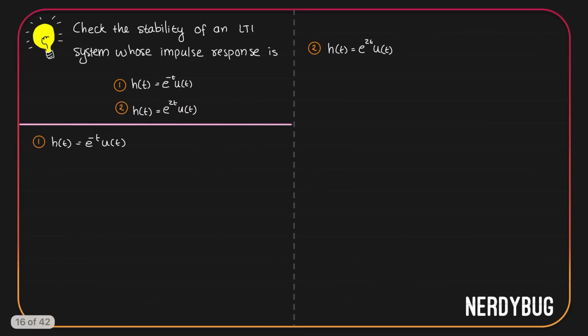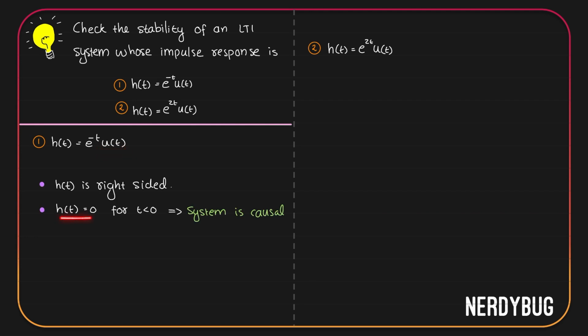Let us solve a problem based on this. We have to check the stability of an LTI system whose impulse response is given. The first one has an impulse response e raised to -t u of t. The second one has e raised to 2t u of t. Let's take the first one. There is u of t here. U of t is 1 from 0 to infinity only. So obviously h of t here is right-sided. That means h of t is equal to 0 for all t that is less than 0, which is the condition for a system to be causal.